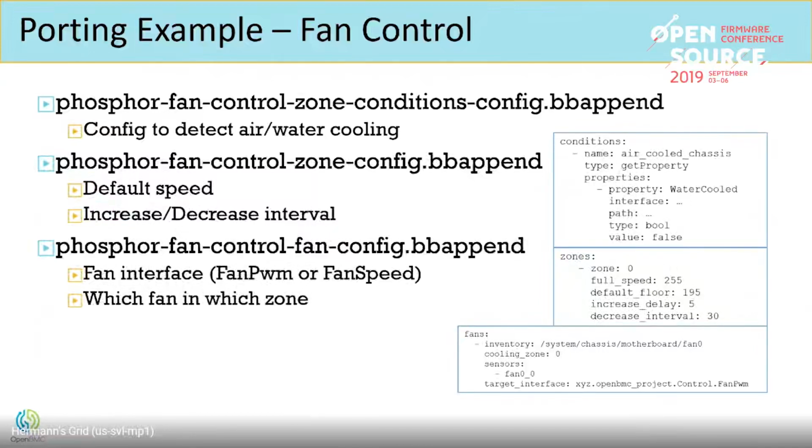And the last fan config is a very complicated YAML config, which is on the next page. The next one is fan control. I just define which fan to control and which target to use. Here we define fan 0, whose cooling zone is 0 and sensor is fan 0. The target is fan PWM. In other systems, like Wishbone, it will use fan speed as the target interface, but Dubai uses the A-speed fan driver, so it uses fan PWM.